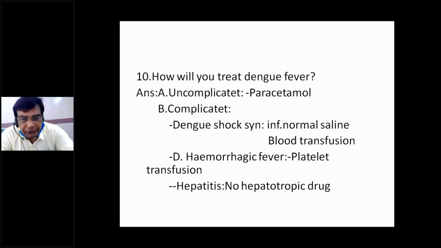How will we treat dengue fever? Uncomplicated dengue, only paracetamol, no other drug is required. But if complicated dengue like dengue shock syndrome, dengue hemorrhagic fever, that is treated by blood transfusion, platelet transfusion, and normal saline infusion. And in hepatitis, no drug is used.